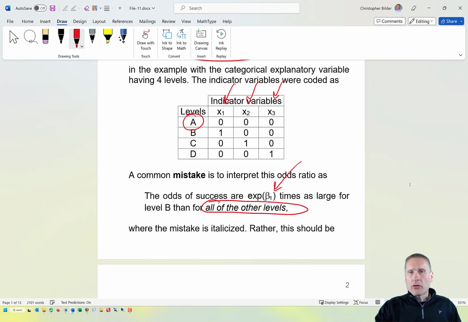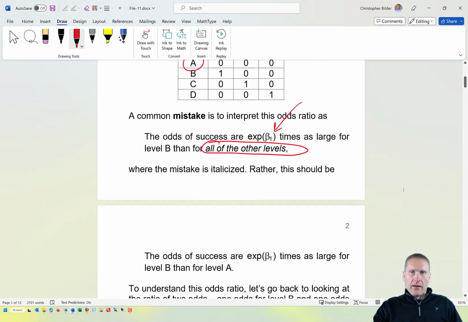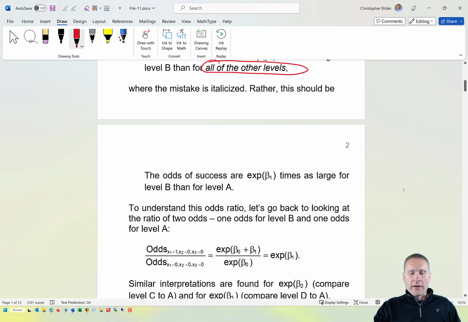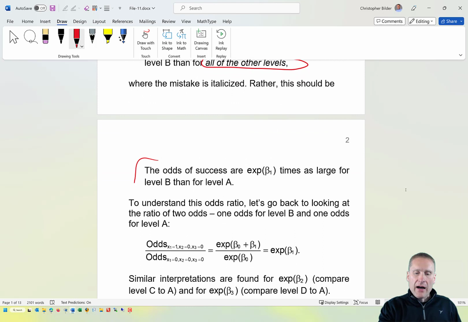Rather, the correct interpretation for the exponential function evaluated at beta 1 is this. The odds of a success are the exponential function evaluated at beta 1 times as large for level B than for level A. The reason being is because, remember, A was the base level.